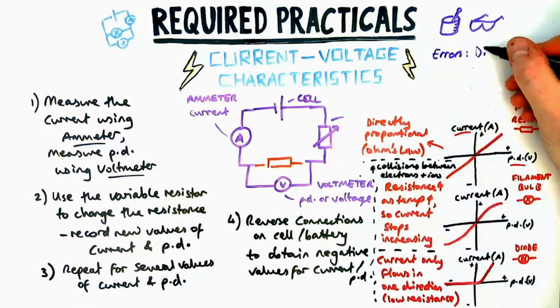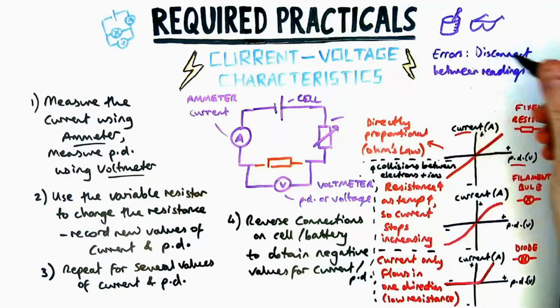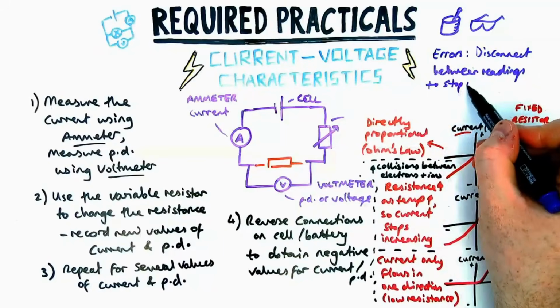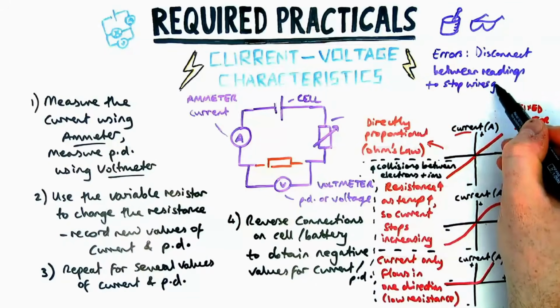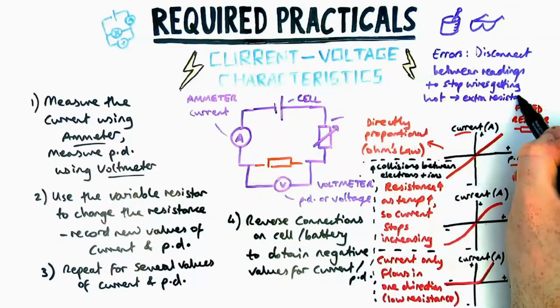So there are not that many errors or safety issues with this practical, but you could mention disconnecting between readings to stop the wires getting hot. If the wires got too hot in this case, or the voltage was too high, it means there's some extra resistance which you don't want.